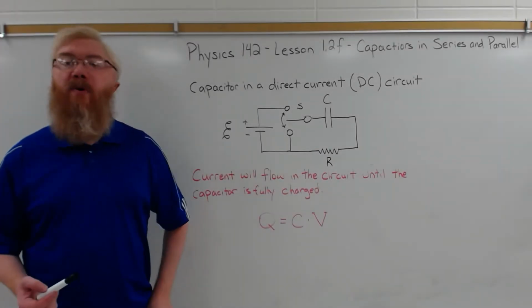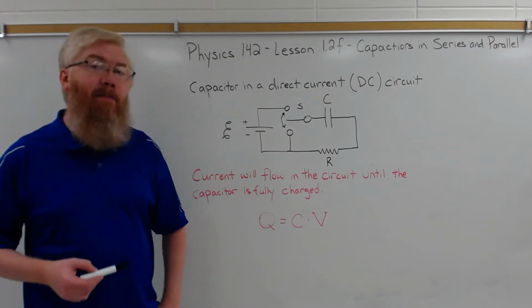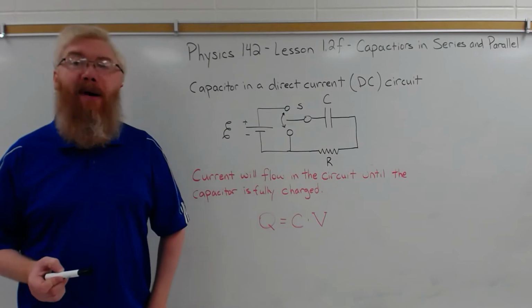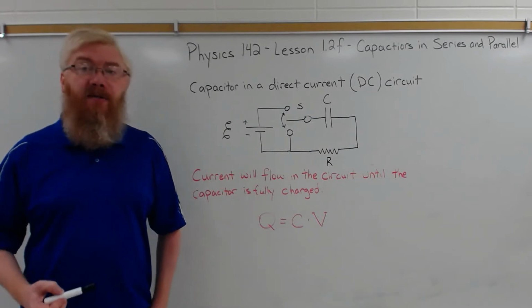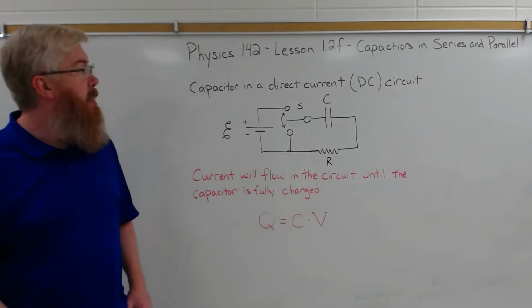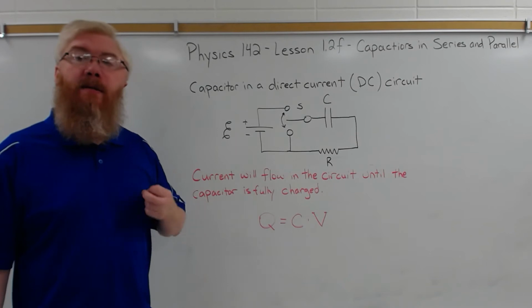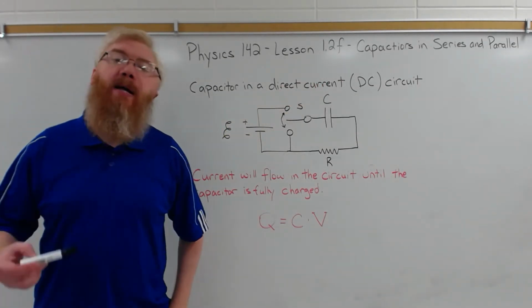In the next section, your book talks about using capacitors in series and parallel circuit elements. But let's take a step back and talk about a general circuit first, and how a capacitor is used in a simple circuit. So, we're going to look at a capacitor in a direct current, or DC, circuit. Now, DC means direct current.